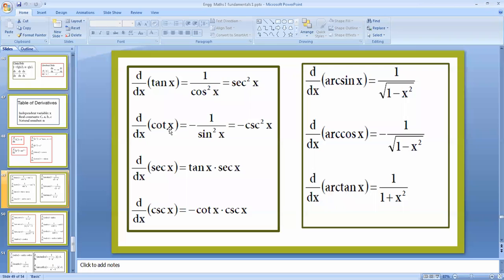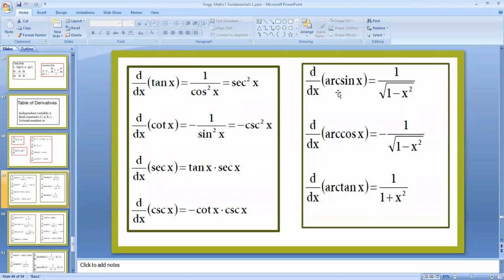d by dx of cot x means what? Minus cosec square x. So minus times cosec square x, and cosec square x is 1 by sine square x. Then the next is d by dx of sec x. The derivative of sec x is sec x into tan x. Cosec x is there. So d by dx of cosec x is minus cot x into cosec x.